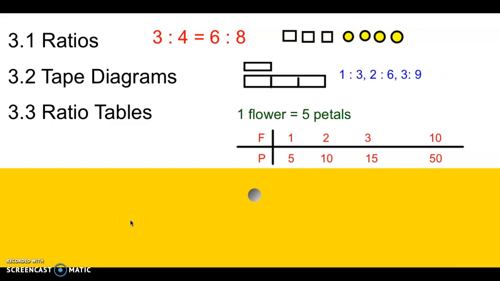Here is an overview of the first three sections of Chapter 3 about ratios. In 3.1, we learned how to read and write ratios. In 3.2, we learned about tape diagrams and how to find equivalent ratios. And in 3.3, we talked about ratio tables, like this one with flowers to petals. 1 flower is to 5 petals, as 2 flowers are to 10 petals.